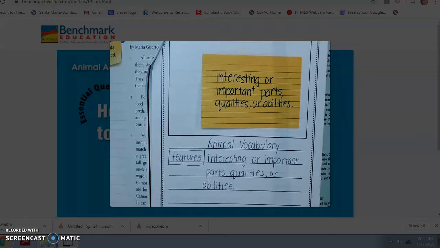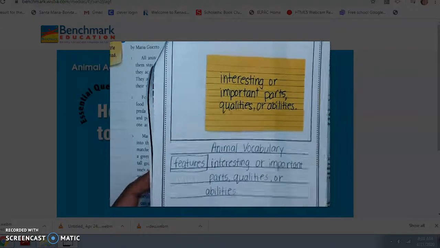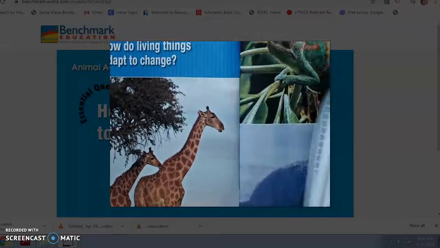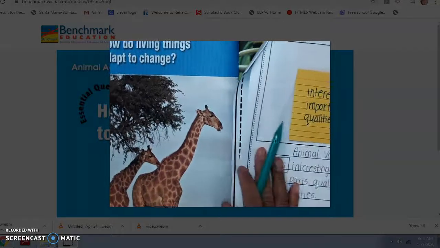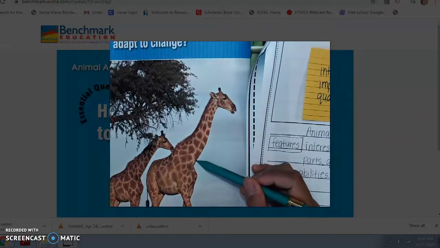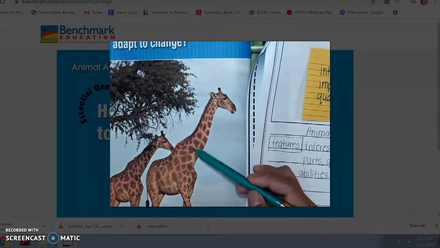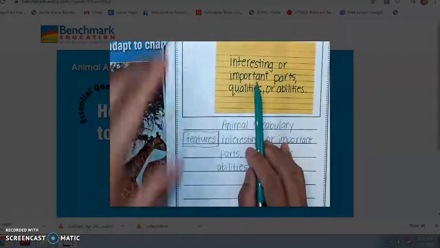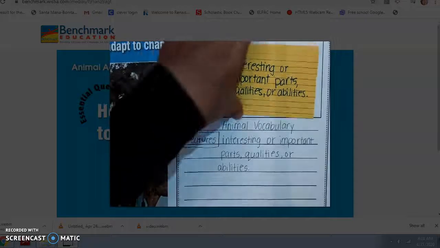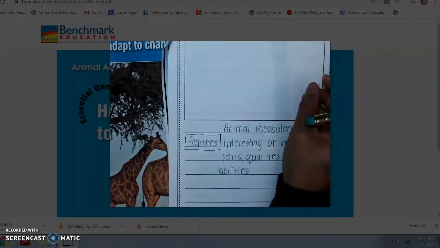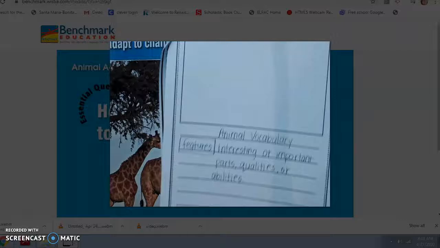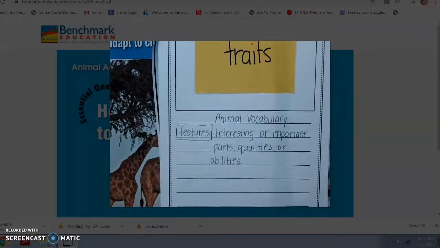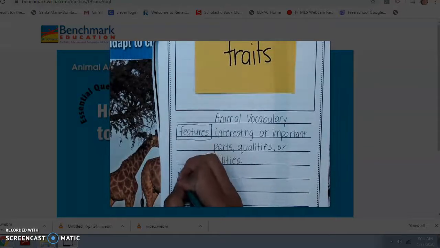Let's think back to our essential question and the features from there. So we have a giraffe, right? A really important feature of the giraffe is its really long neck, right? That is something that most animals just don't have, but it is an important and interesting quality or feature. Now let's move on to our next vocabulary word we're going to see in tomorrow's reading. It will be traits. So let's write that word down, traits. And I'm going to write it right underneath features. I'm going to write traits.